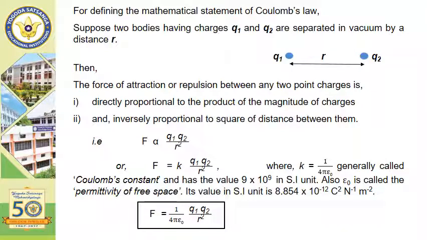And with regard to these values, we may write the final equation for the magnitude of force between two charges as F equals 1 upon 4 pi epsilon naught Q1 Q2 upon r square. And this is the magnitude, or you can say the mathematical statement, of Coulomb's law.